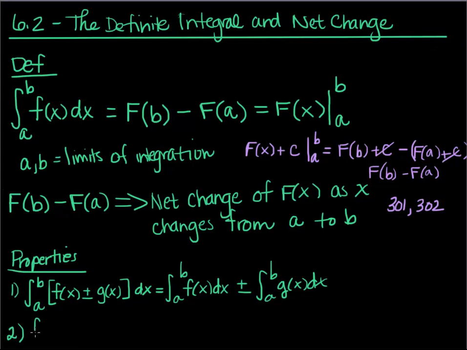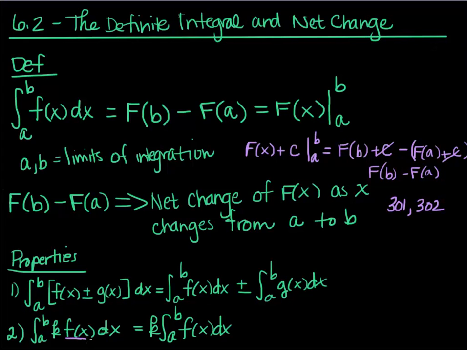The other thing I can do, if I have a constant times my function, is pull that constant out and just take the constant times the antiderivative. Or, excuse me, the definite integral. And this kind of makes sense. You can see a pretty easy proof of this.